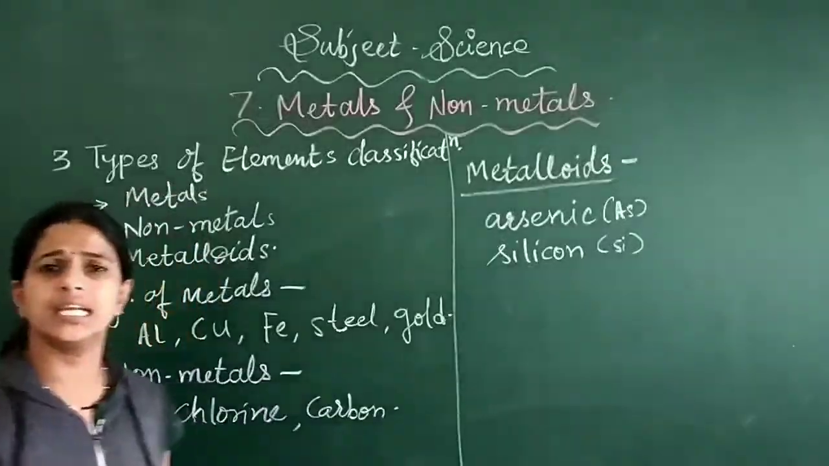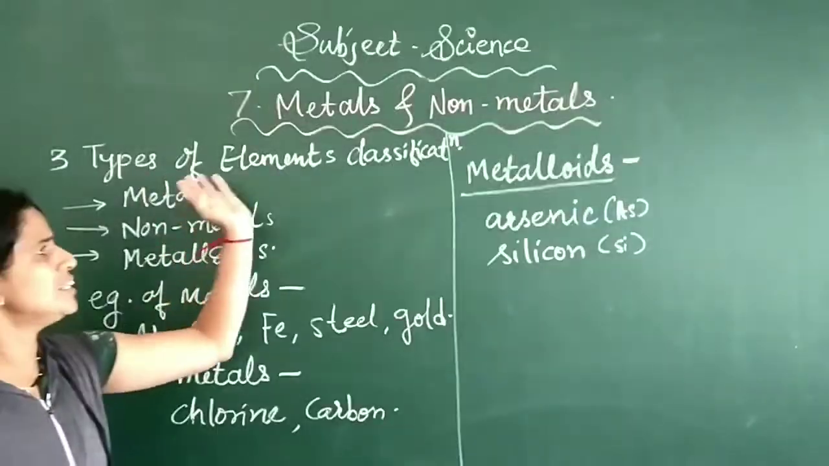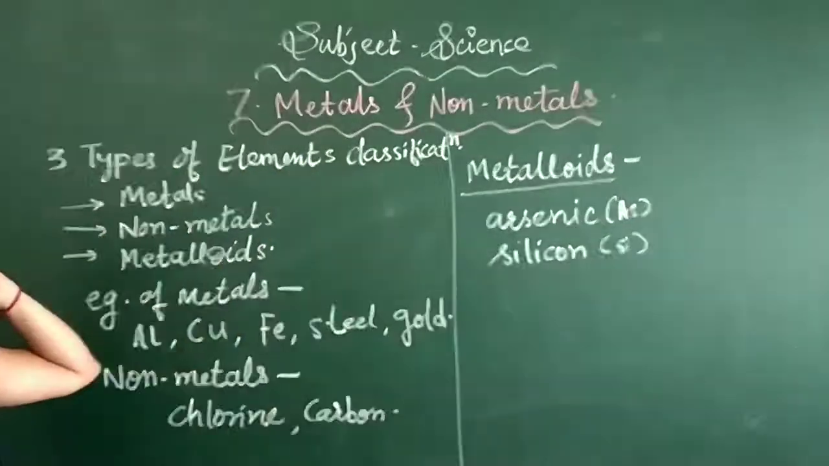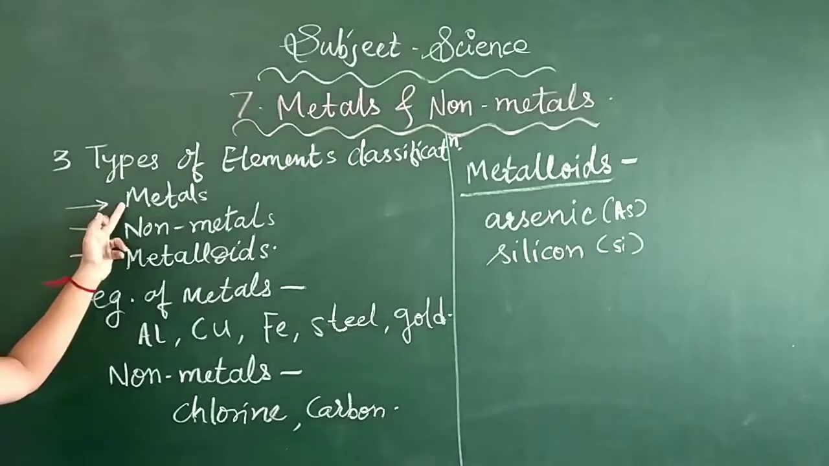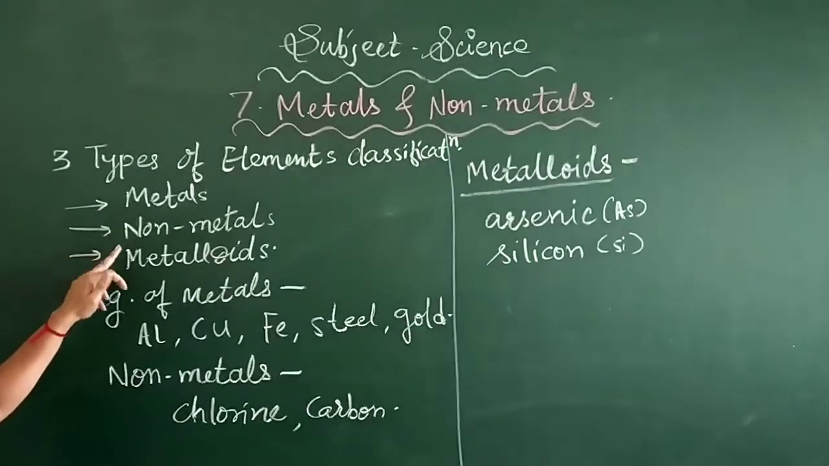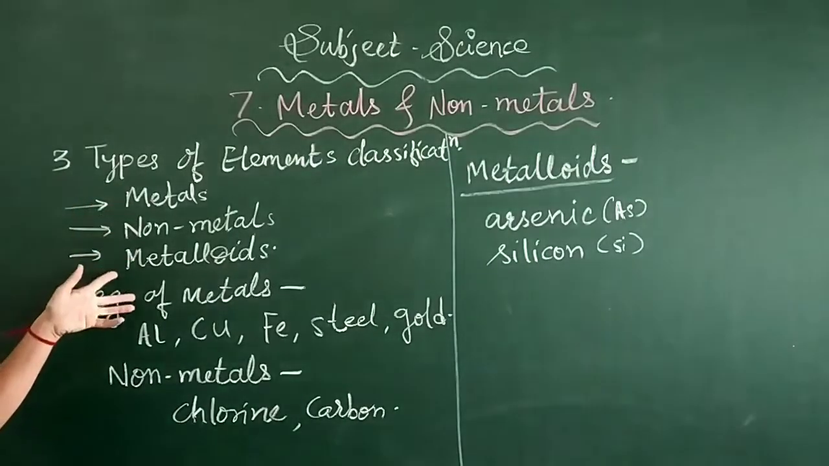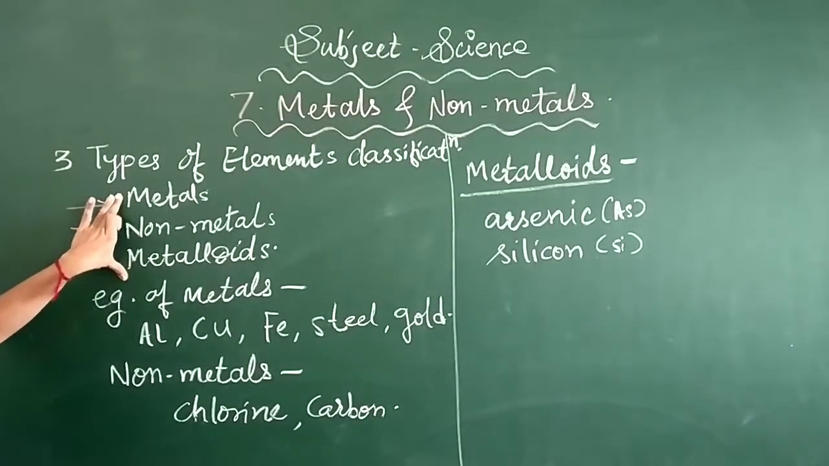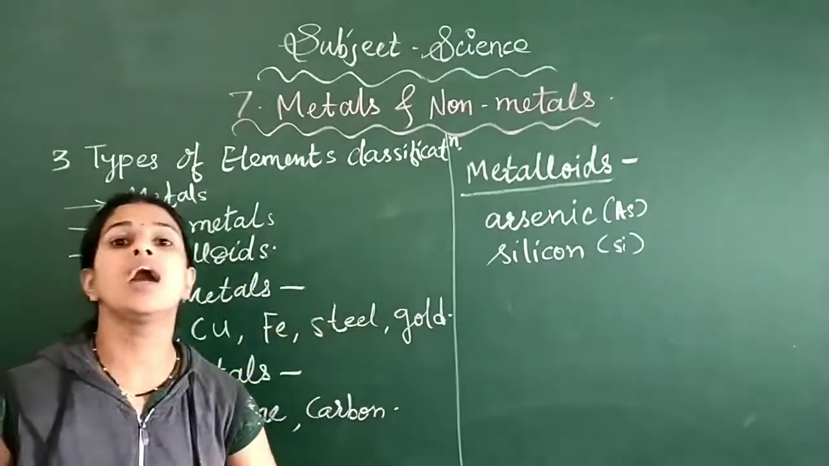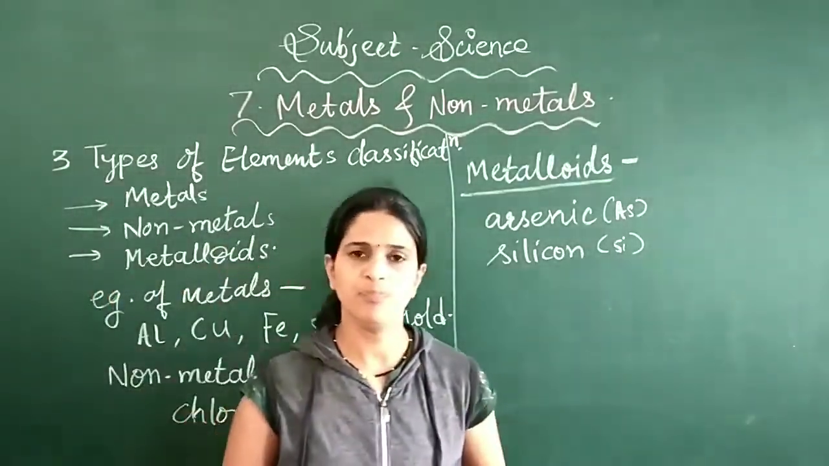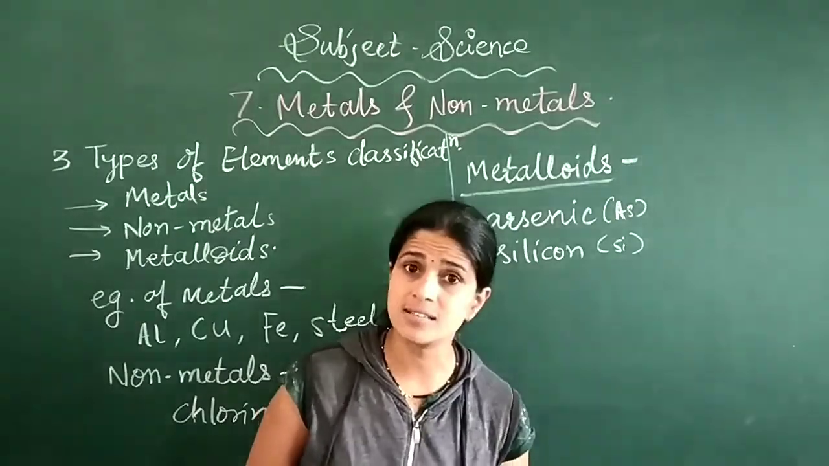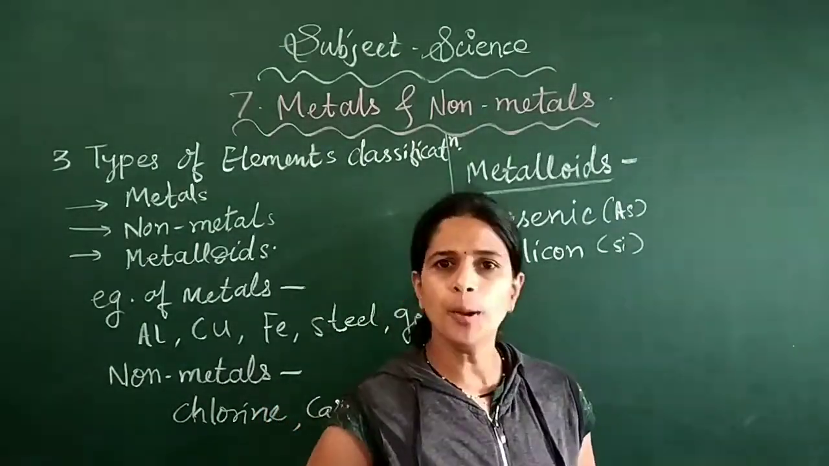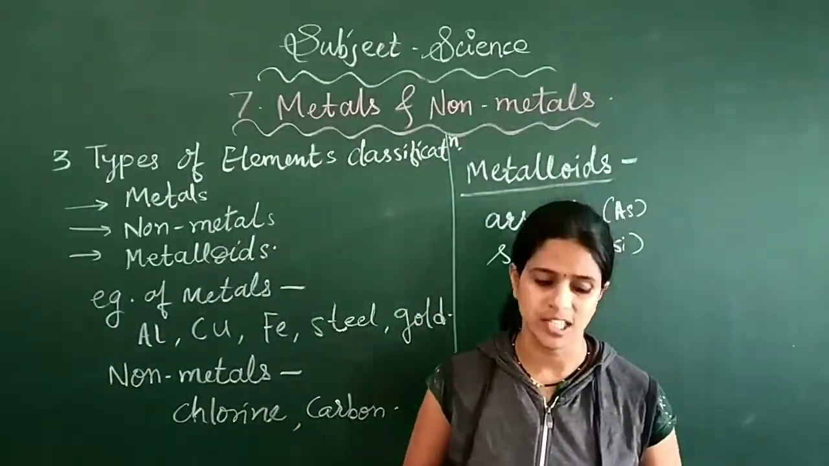So there are three types in which the elements are classified. That is, the first one is metals, the second is non-metals, and the third one is metalloids. These are the three types in which the elements are classified. Okay. So the answer to the first question is metals, non-metals and metalloids.